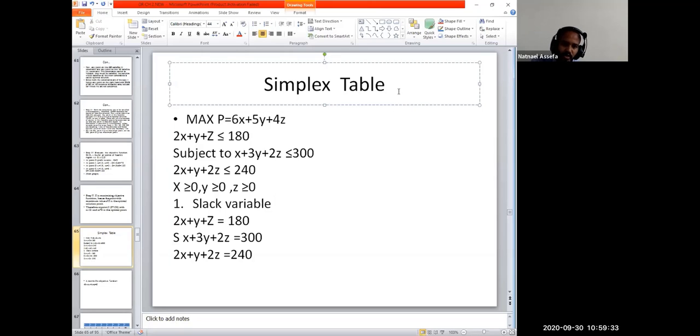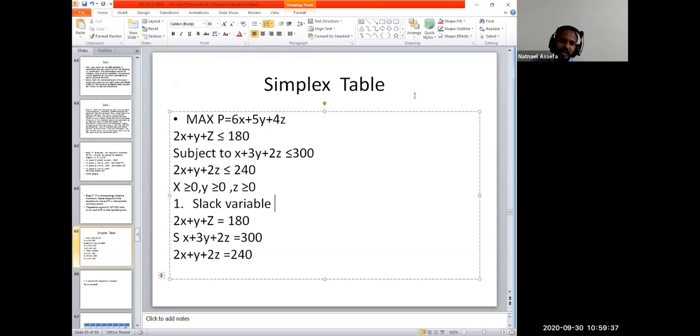Let's look at this question you have written. Maximize P = 6x + 5y + 4z, subject to 2x + y + z ≤ 180, x + 3y + 2z ≤ 300, 2x + y + 2z ≤ 240, and x ≥ 0, y ≥ 0, z ≥ 0. Then we add slack variables also.